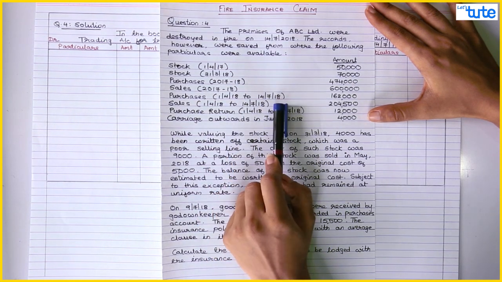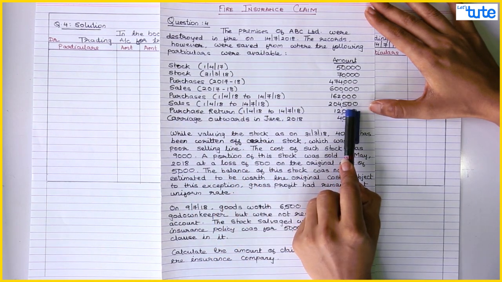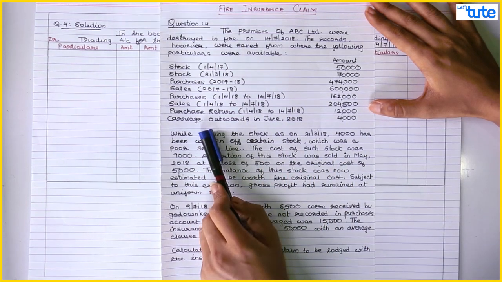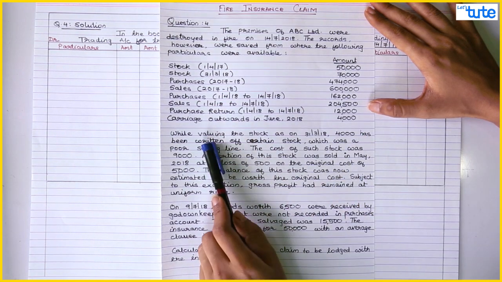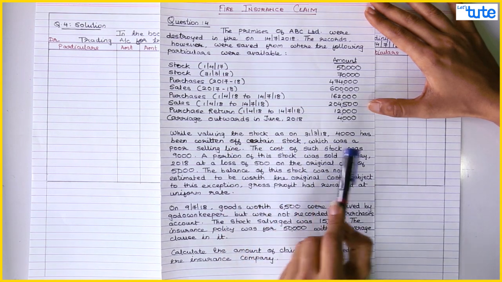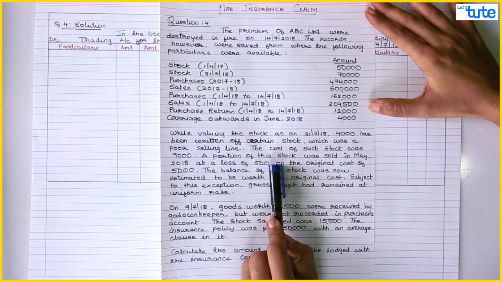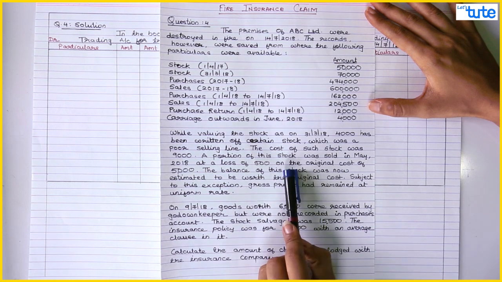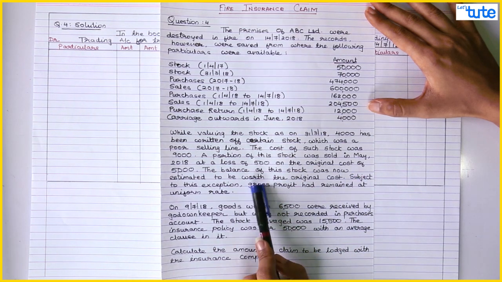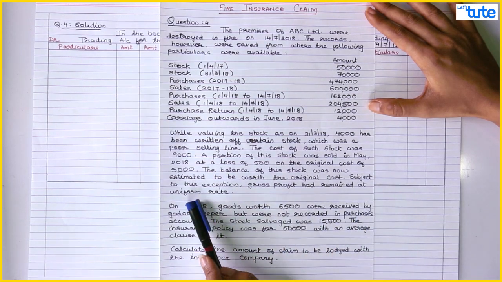Purchase from 1/4/18 to 14 July 18 is 1,62,000 and sales for the same period is 2,04,500. Purchase return from 1st April to 14 July is 12,000. Carriage outwards in June 18 is 4,000. While valuing the stock as on 31st March 2018, 4,000 has been written off certain stock which was a poor selling line. The cost of such stock was 9,000. A portion of this stock was sold in May 2018 at a loss of 500 on the original cost of 5,000. The balance of this stock was now estimated to be worth the original cost. Subject to this exception, gross profit had remained at uniform rate.